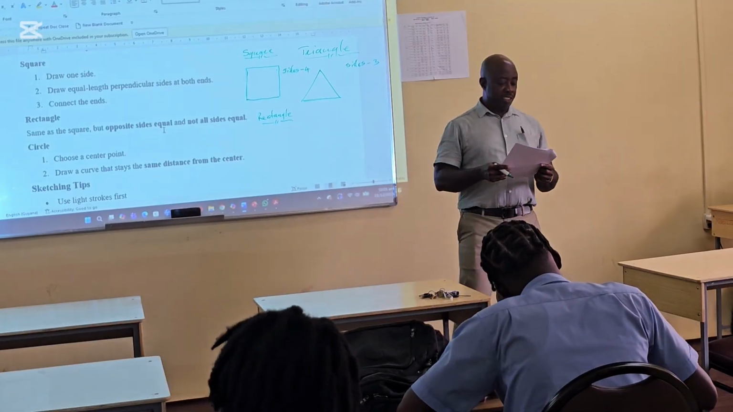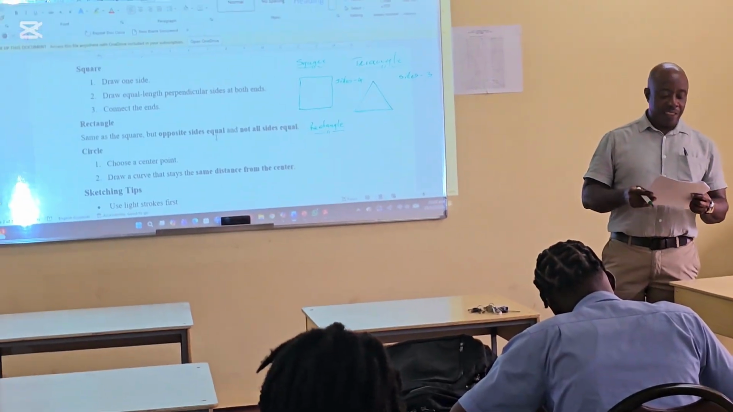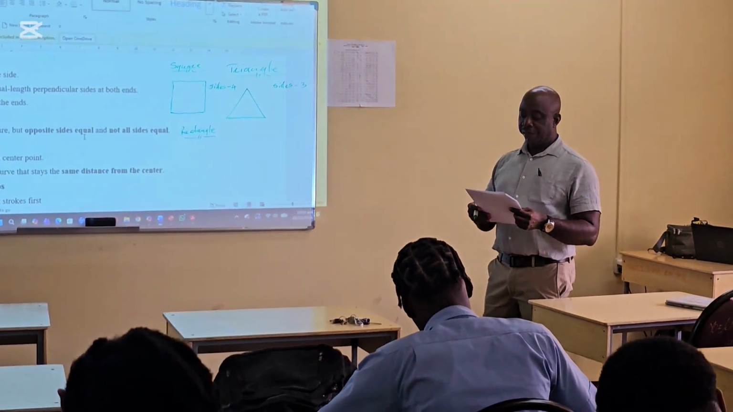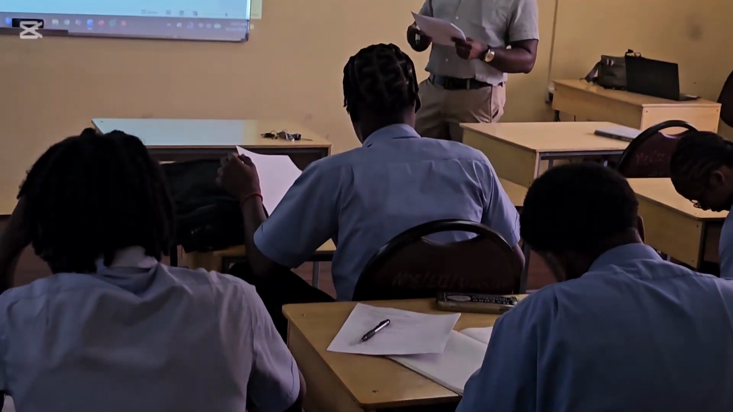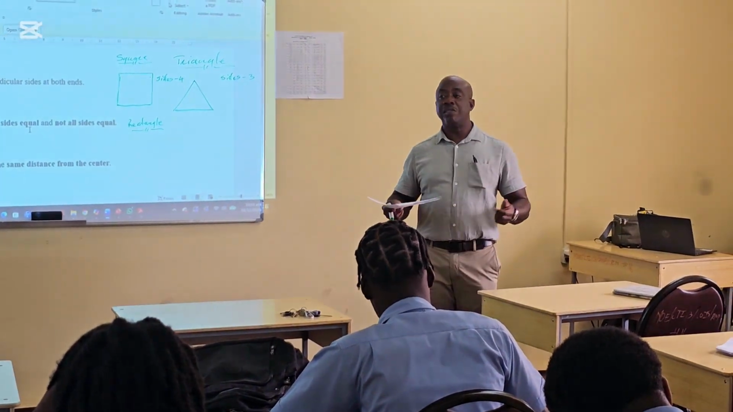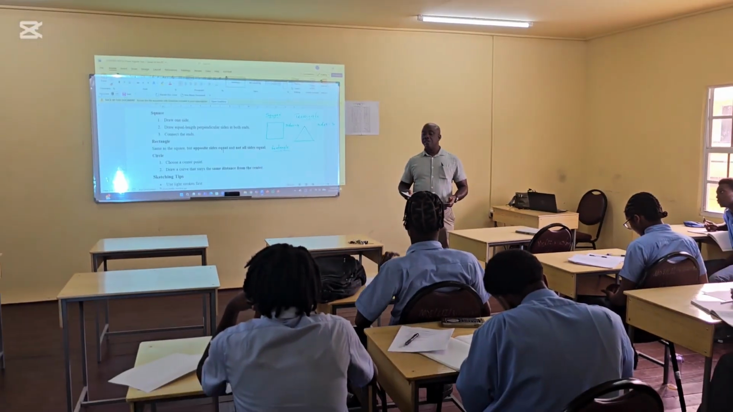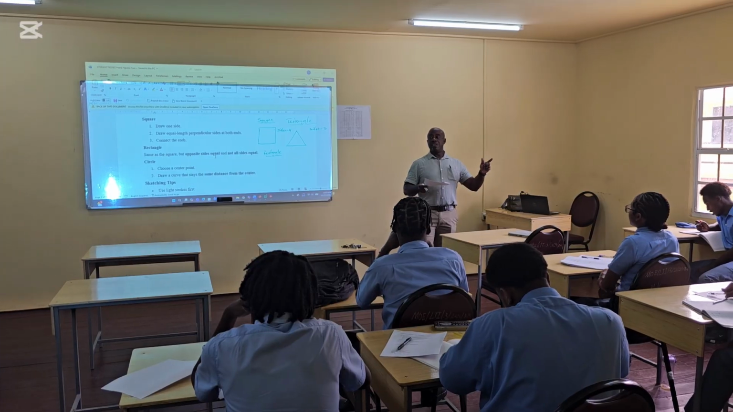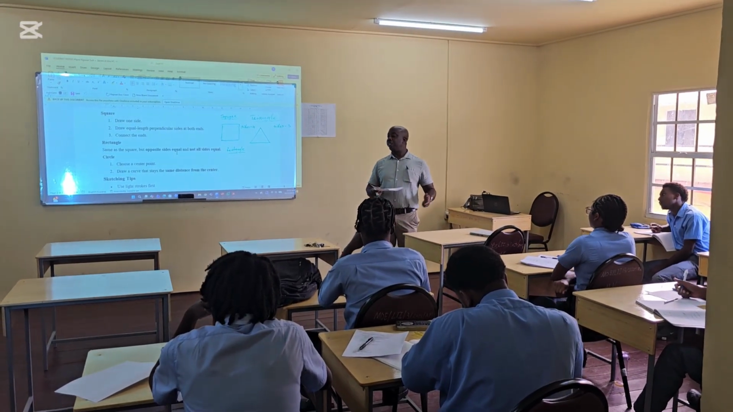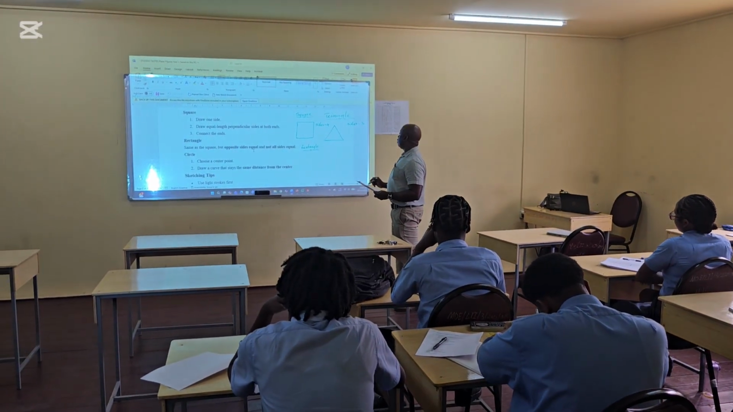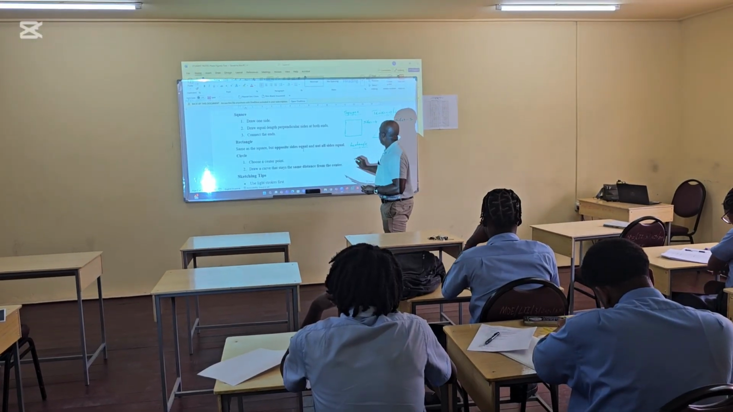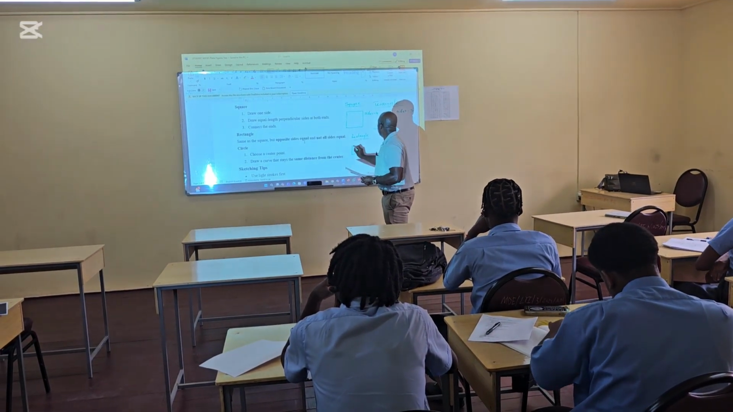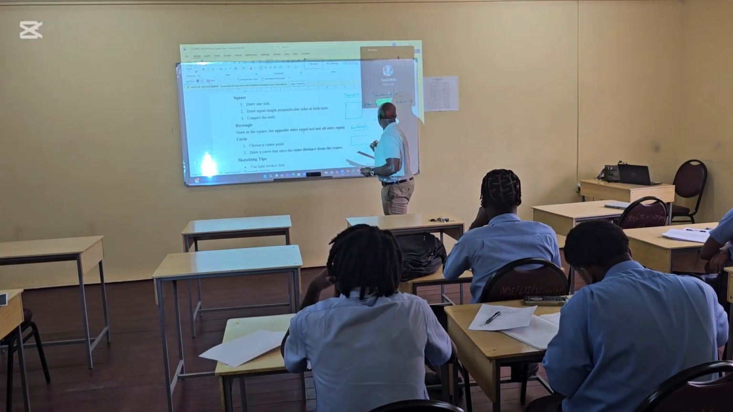Now what is the deal about the rectangle? The rectangle is the same as the square, but opposite sides are equal. Meaning what? What are we talking about? So with the square, all four sides are equal, but with the rectangle, just opposite sides are equal. Therefore, the same way we draw, these two opposite sides must be the same.